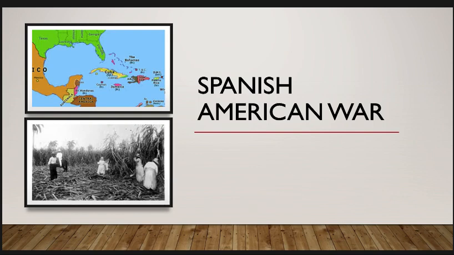What is Cuba's geographic relationship to the United States? Very close. In fact, only 90 miles of ocean separates Florida from Cuba. All right, so there's only 90 miles. It is geographically very close.